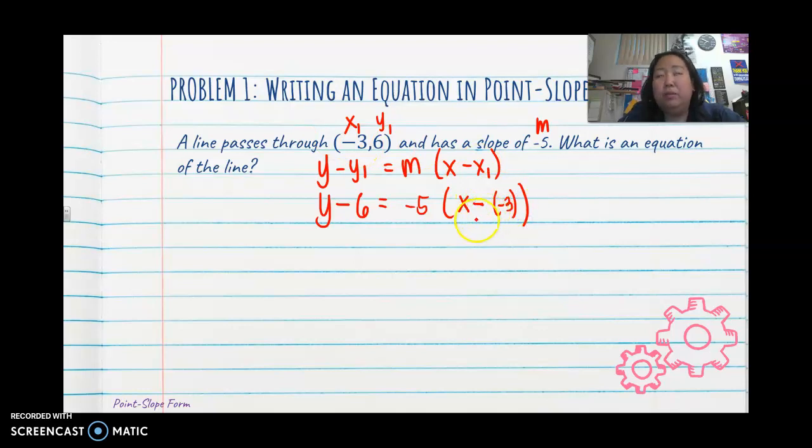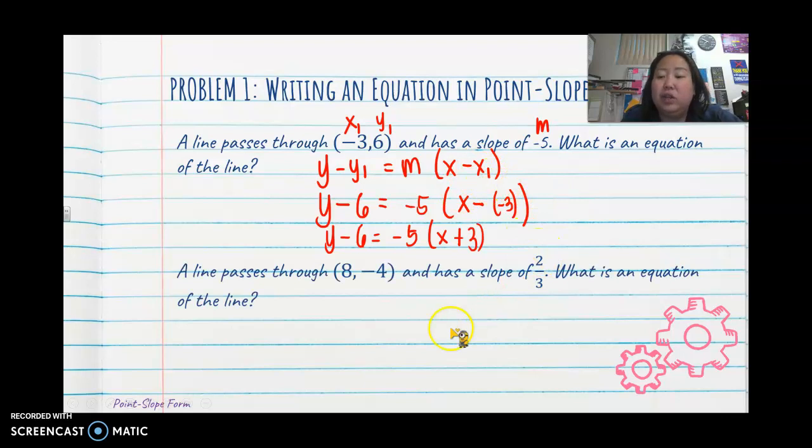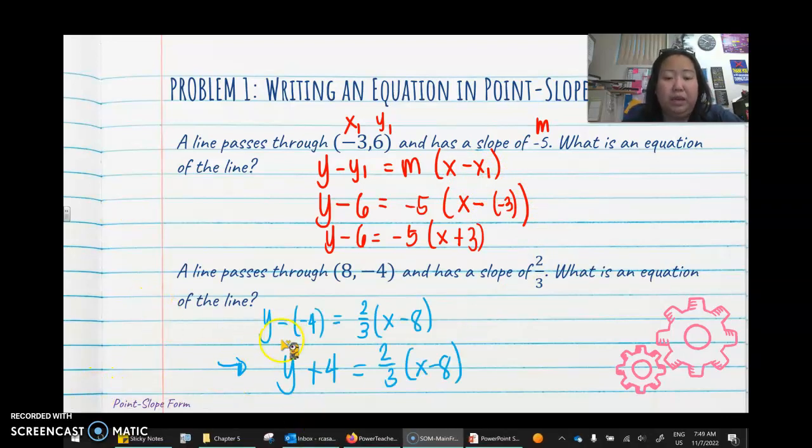Okay, now remember, you have to simplify. Make sure that you don't have something like this wherein you have a minus negative. So you can rewrite this part, and this will simply become x, negative times negative, that's going to be a positive, so it's going to be a plus 3. Okay, so that is the equation of the line in point slope form. So why don't you try this next example on your own? Go ahead. And so our equation will be y plus 4 is equal to 2/3 times x minus 8.